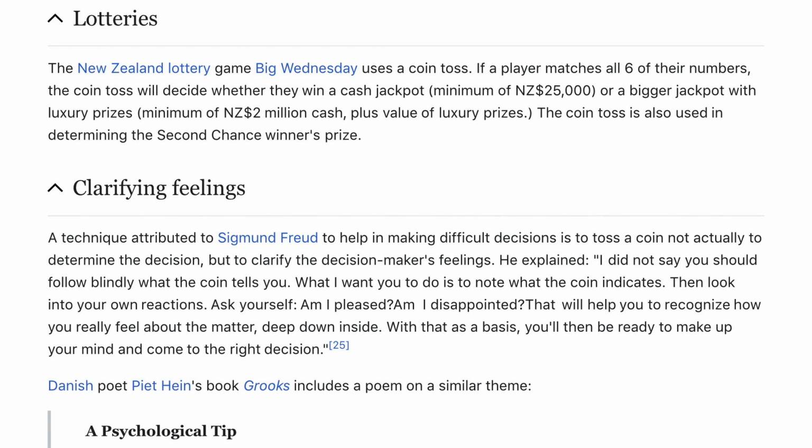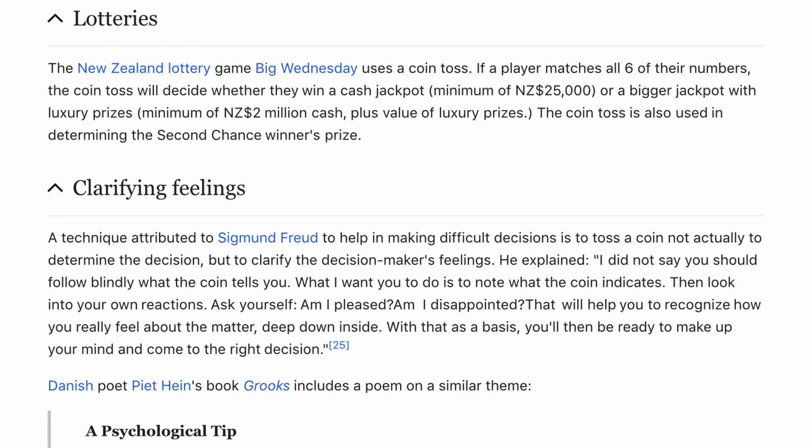Lotteries. The New Zealand lottery game, Big Wednesday, uses a coin toss. If a player matches all 6 of their numbers, the coin toss will decide whether they win a cash jackpot, minimum of 25,000 New Zealand dollars, or a bigger jackpot with luxury prizes, minimum of 2 million New Zealand dollars cash, plus value of luxury prizes. The coin toss is also used in determining the second chance winner's prize.